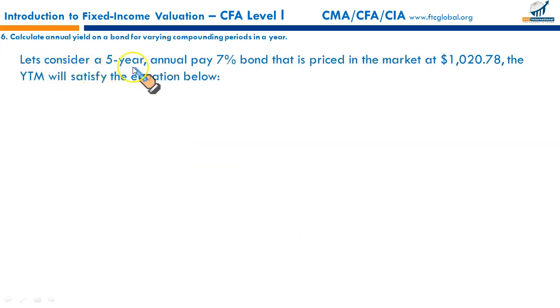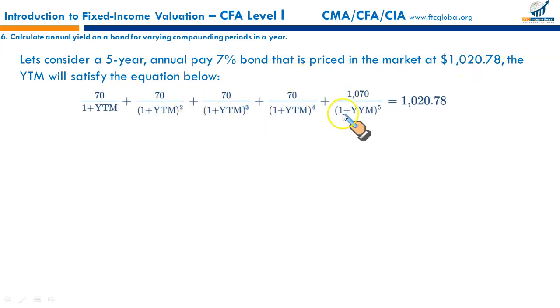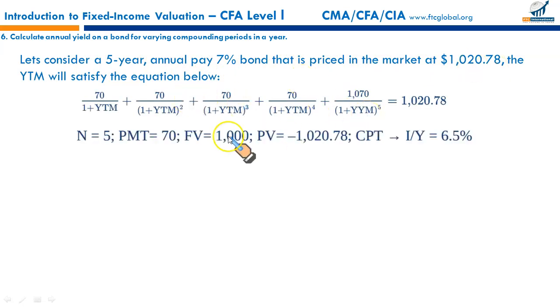So the next LOS is calculate annual yield on a bond for varying compounding periods in a year. Let's consider a 5-year annual pay 7% bond that is priced in the market at 120.78. The YTM will satisfy this equation, or else we can use our TVM computations in our financial calculator. We will plug in N as 5, PMT 70, FV 1000, PV, and then we can calculate our yield to maturity.